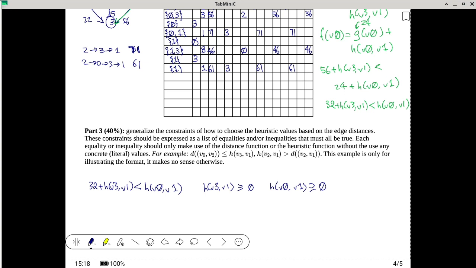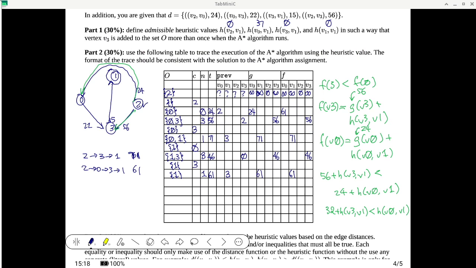Exactly. There's an upper limit to the heuristic value. I'm just double checking to make sure that I'm still recording. Yep, we're good. Okay, so what is the upper limit of each one of these heuristic values?